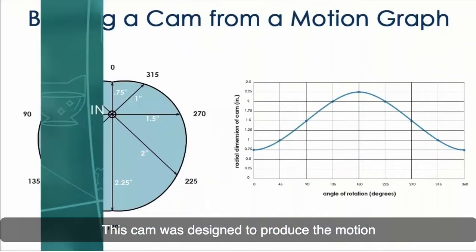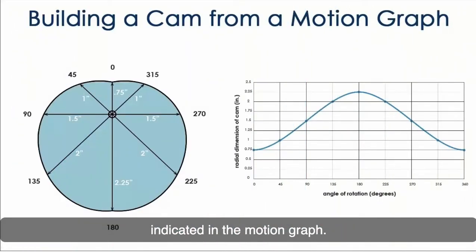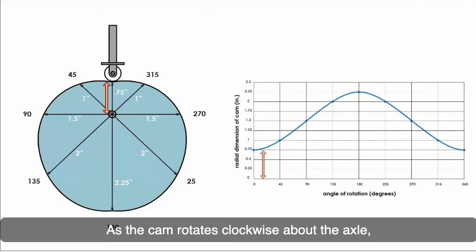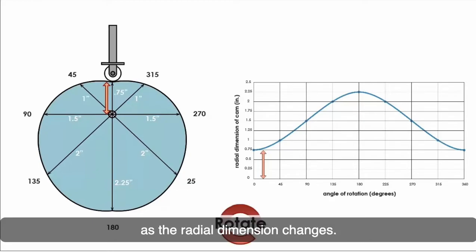This cam was designed to produce the motion indicated in the motion graph. Notice that the angle of rotation is shown on the face of the cam. The cam will rotate clockwise. As the cam rotates clockwise about the axle, the follower will move up and down as the radial dimension changes.